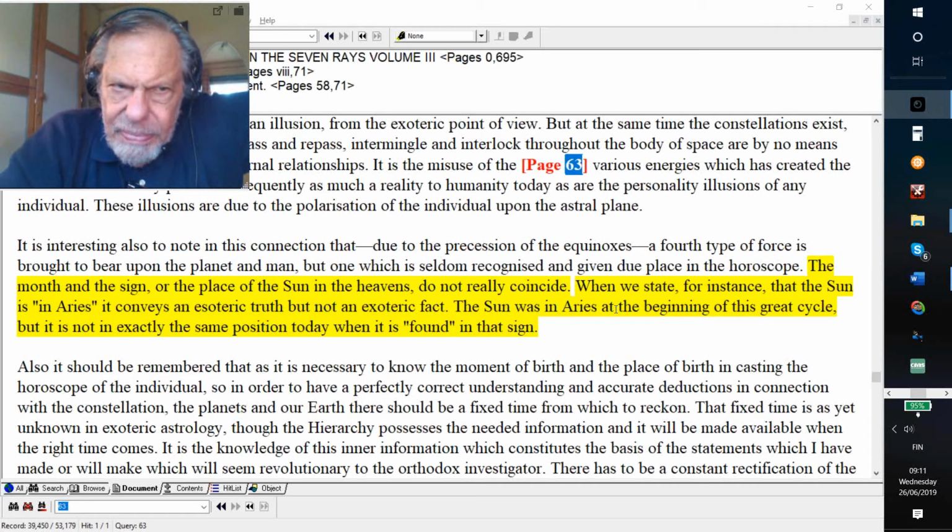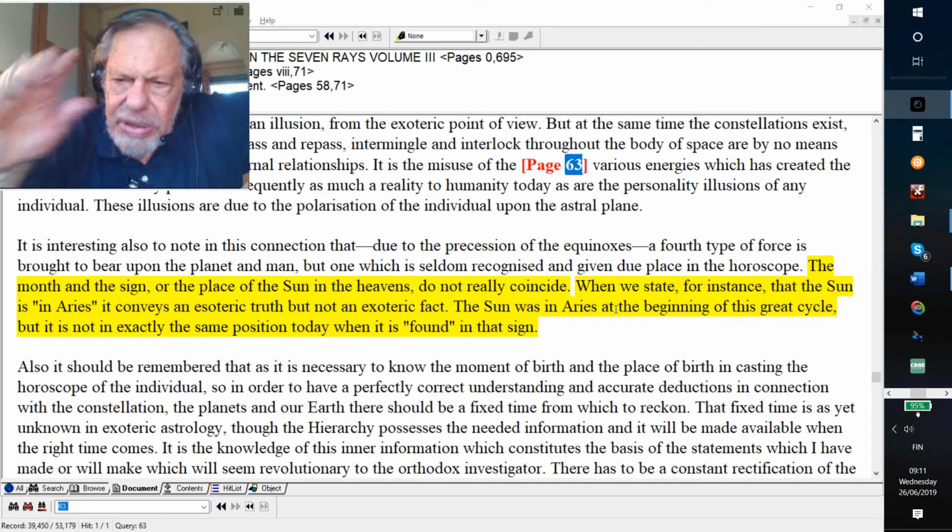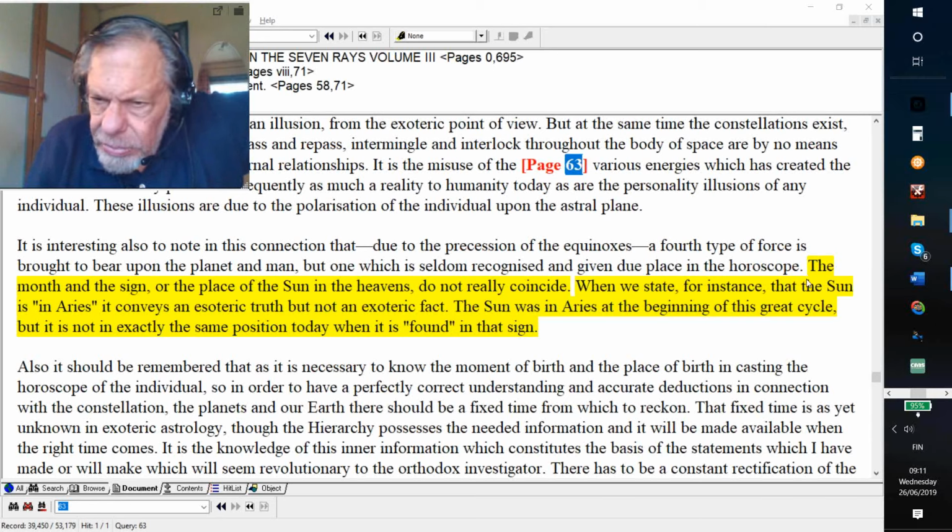Constellations are one thing, and signs are another, though they are intimately related. Anything else, Karen?